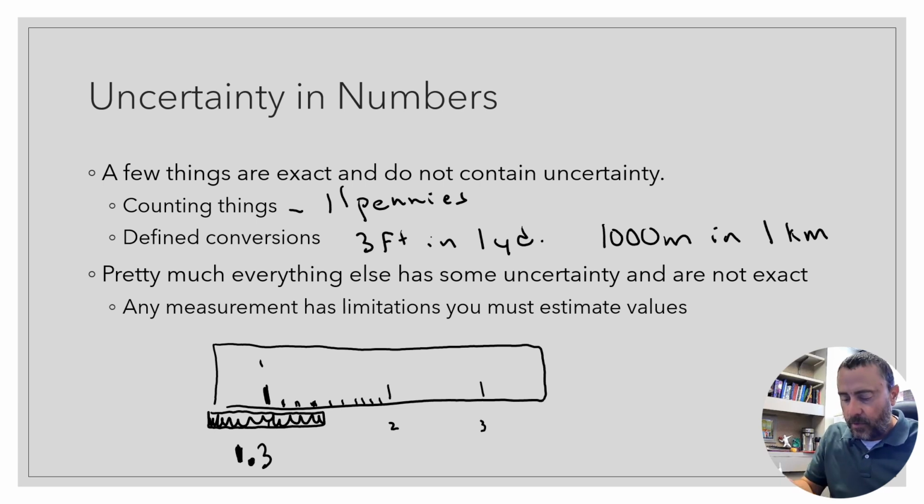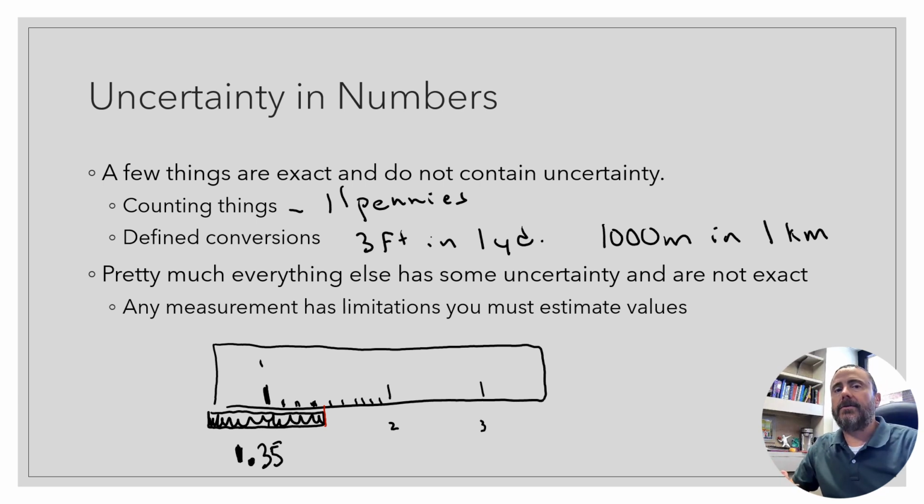But notice that where it ends is somewhere in between 1.3 and 1.4. And so we have to make some sort of an estimation of what we think that is. In this case, it's probably somewhere around 1.35. But that last number is uncertain, because we had to make some sort of an estimate there in order to report that value.